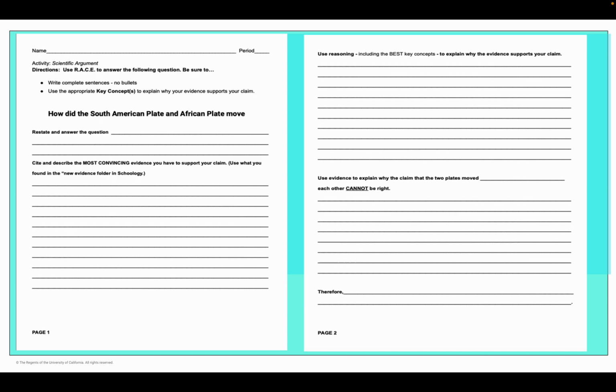That's using reasoning. In the middle of this page, it says, use evidence to explain why the claim that the 2 plates moved blank each other cannot be right. Whatever you use to answer the question, the opposite plate boundary is what you're going to put in that line, and then use that space below, cite the evidence again, or use key concepts and reasoning to explain why it could not be that plate boundary.